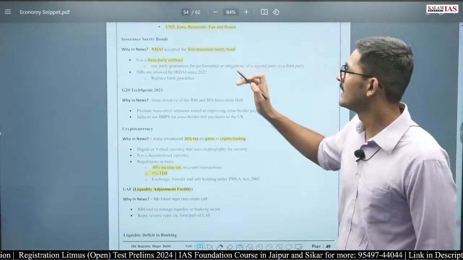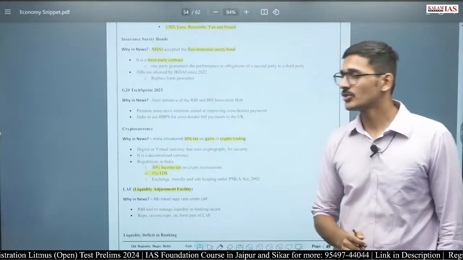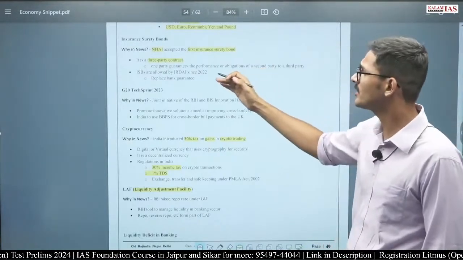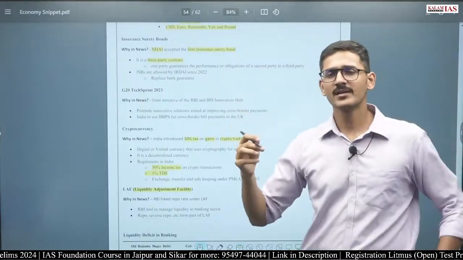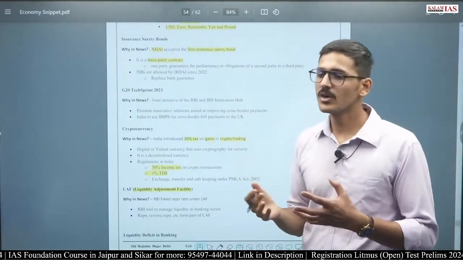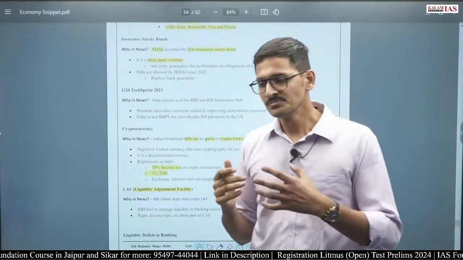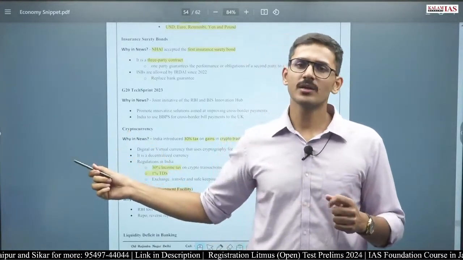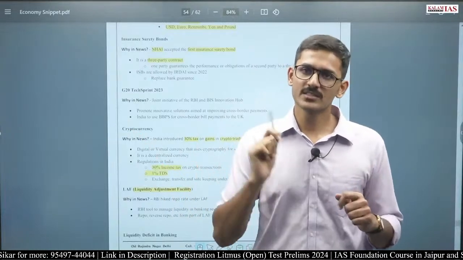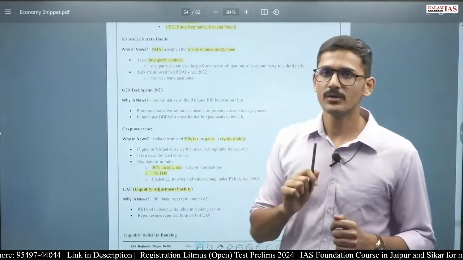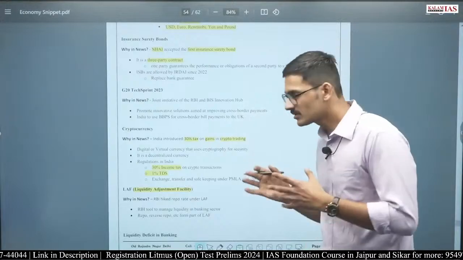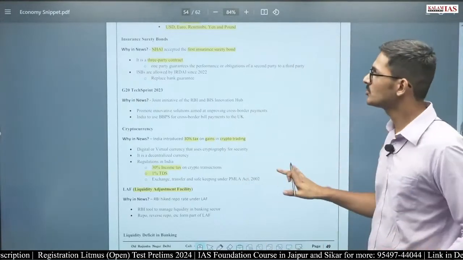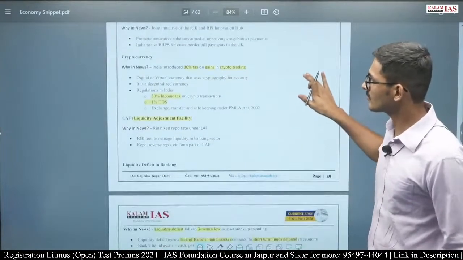Insurance surety bond: NHAI accepted the first insurance surety bond. An insurance surety bond is basically a 3-party contract where, if the government has given me a contract to make a road, the insurer becomes my guarantor. The insurer will say this person will finish this road in a particular period of time. This is a 3-party contract between me, the government of India and the insurer, which is called an insurance surety bond.